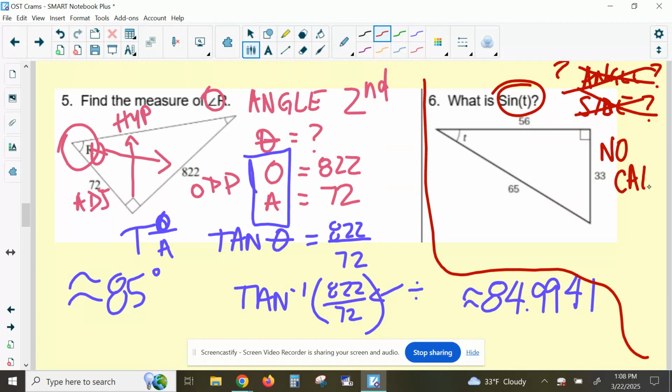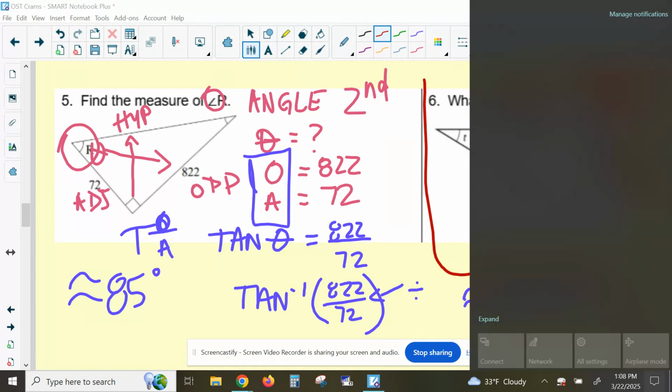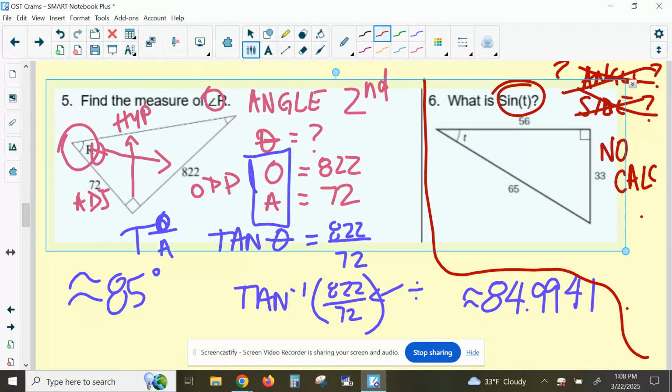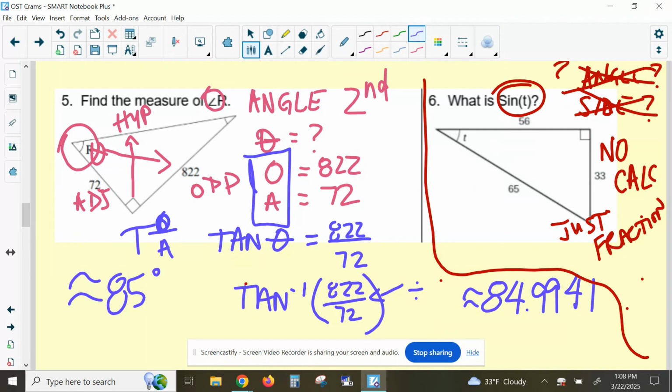No calculator for this one. You just write the fraction. Just a fraction. Okay, so we need sine. Looking at your little key, sine of t equals, let's circle t and label all our sides.